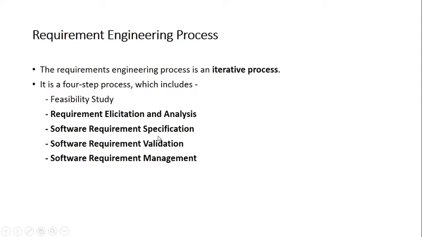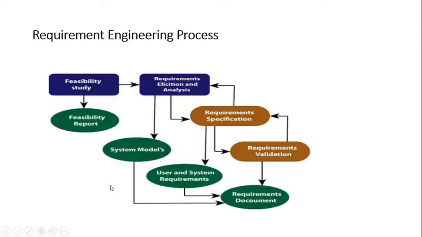Second step is specification, where we have to prepare the SRS document. Validation is whatever document you have to prepare, we need to validate whether all the requirements whichever is written there is correct. And the last one is requirement management. So once SRS got validated and you start with the development, now in case any change is required in the requirements, then this management process comes into place. So RE process just has 4 steps.